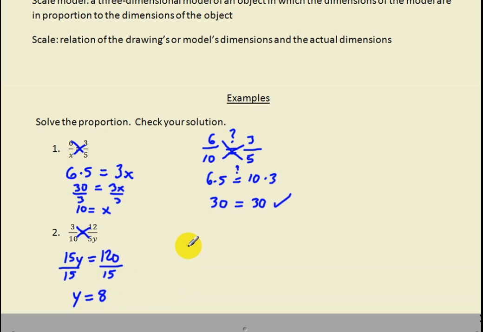And we can check that by looking at 3 over 10. And we're going to check, does that equal 12 over 5 times 8, which is 40. And so if we take our cross products, 3 times 40, does that equal 10 times 12? 3 times 40 is 120. 10 times 12 is also 120. And so again, this checks.